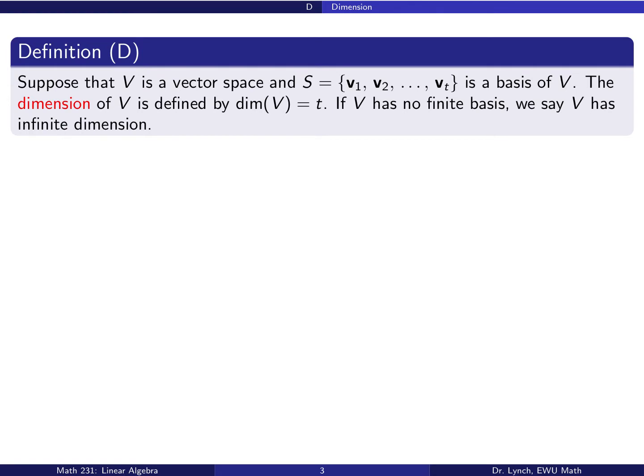So here's a definition of dimension. Suppose that a vector space V has a basis S. The number of vectors in that basis is called the dimension of the vector space. If there isn't a finite basis, we say that the vector space is of infinite dimension. Okay, so the take-home message here is that to figure out the dimension of a vector space, count the vectors in the basis.